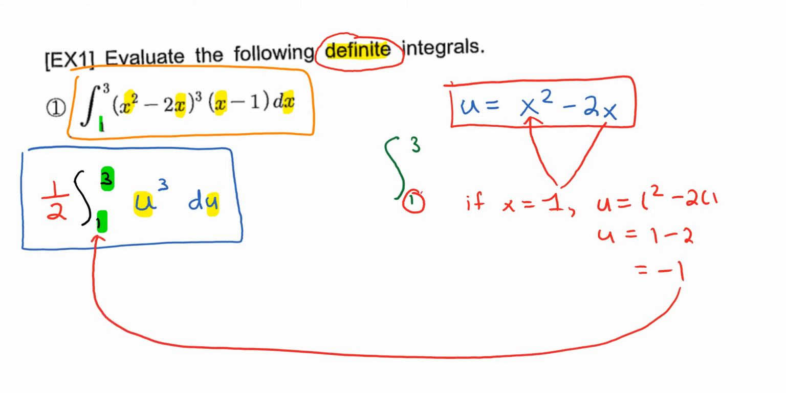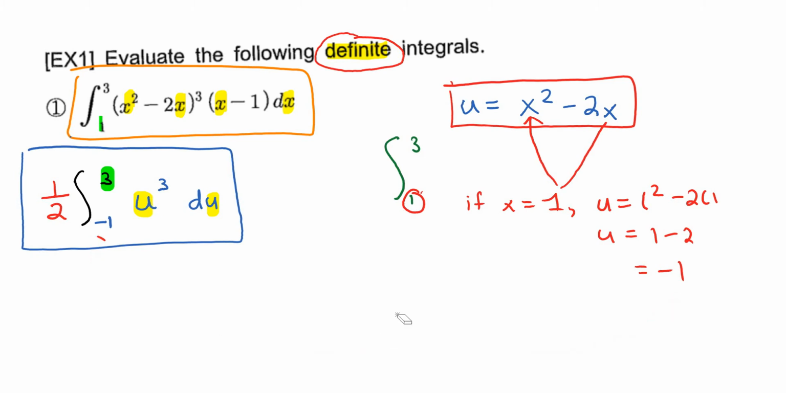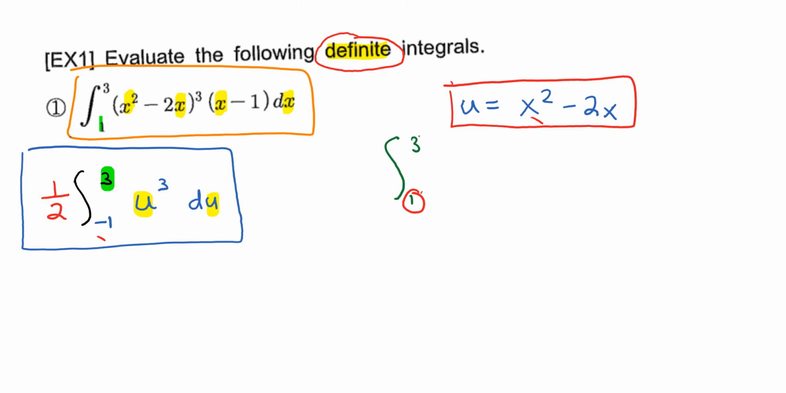So my lower boundary was 1 before, but if I write this in terms of u now, my new boundary will be negative 1. And now that negative 1 is written in terms of u, so that matches up with all the variables. Okay, let me just erase that. And let me go on to the upper boundary, which is 3 now.